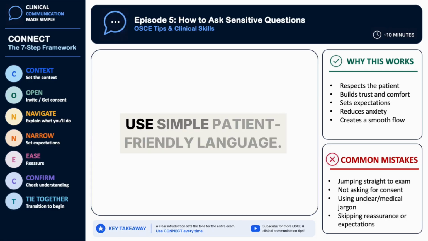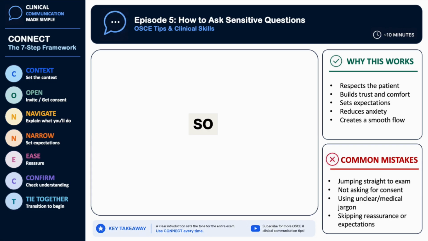Step 3, use simple, patient-friendly language. So this is not where we want to use all of our fancy $10 medical words. We want to avoid that jargon.